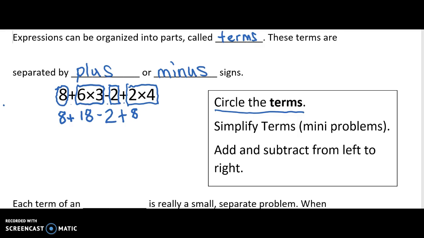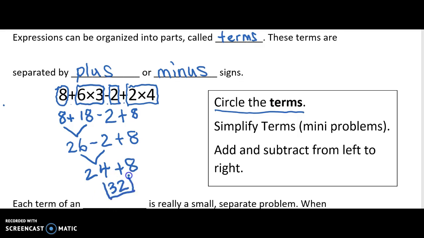Now we're going to add and subtract from left to right. So I'll start with the 2 terms over on the left. And 8 plus 18 is 26, minus 2 plus 8. Now I just keep working from left to right. 26 minus 2 is 24, plus 8. One more step, 32. So this expression in simplest form is 32.